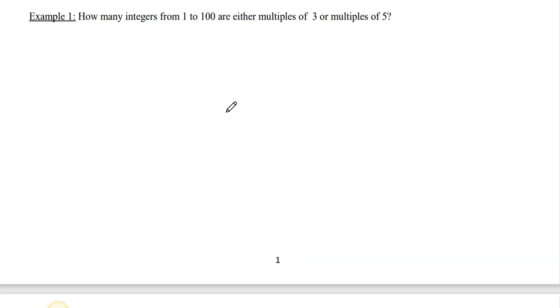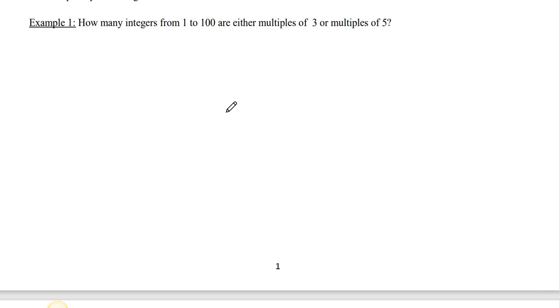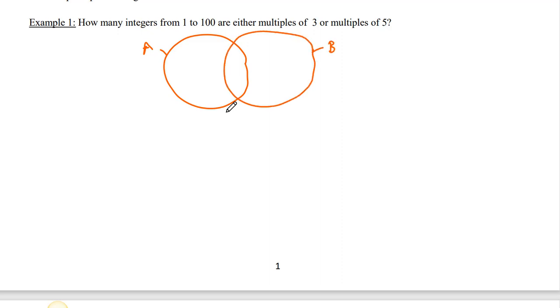Let's see this example. How many integers from 1 to 100 are either a multiple of 3 or a multiple of 5? Let A be the set of all integers between 1 and 100 that are multiples of 3, and let B be the set of all integers that are a multiple of 5. So how many are there in A? If I take 100 divided by 3, I get 33.33. That means 33 integers are multiples of 3. And for set B, the same way, if you take 100 divided by 5, you get 20. So we have 20 that are multiples of 5.